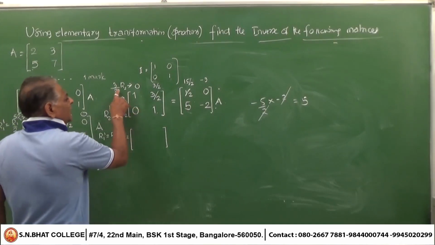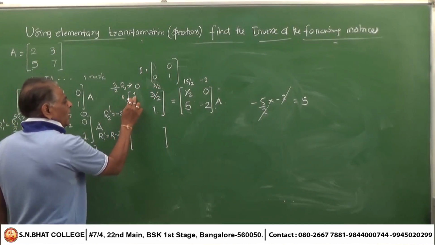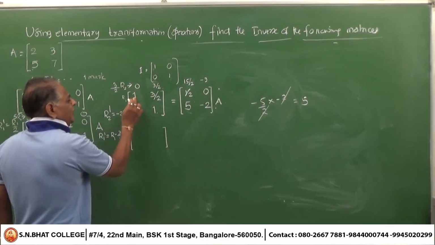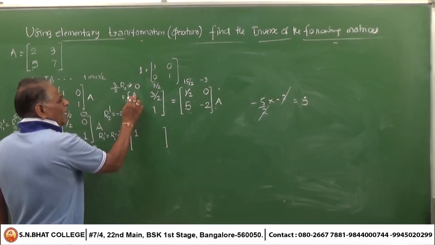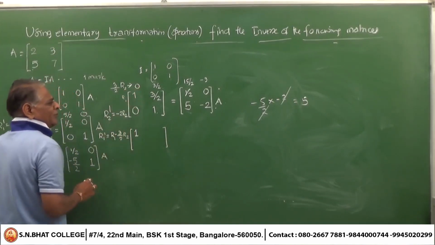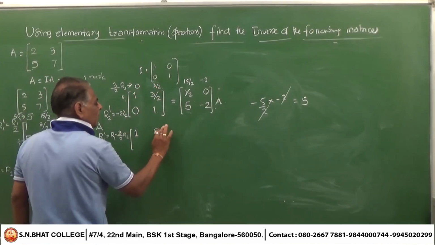This is R1. This is 3 by 2 R2. R1 dash is R1 minus 3 by 2 R2. 1 minus 0 is 1. 3 by 2 minus 3 by 2 is 0.